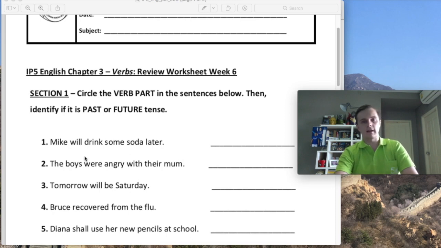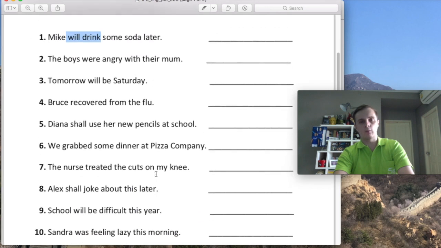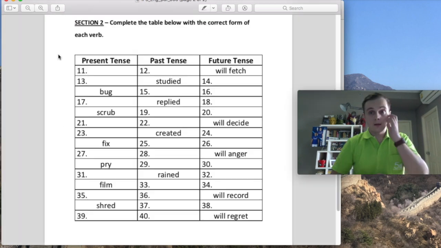So let's look at this example. Mike will drink some soda later. I don't want you to just circle the word drink, because drink on its own is present tense. I want you to circle will drink, because that tells us that it's future. So circle will drink, and then on this line write future. Do the same for questions 1 to 10. Circle the verb and then write past or future on this line.